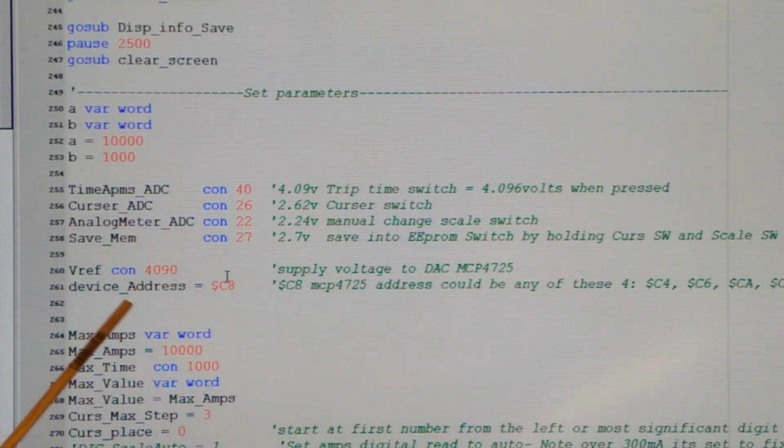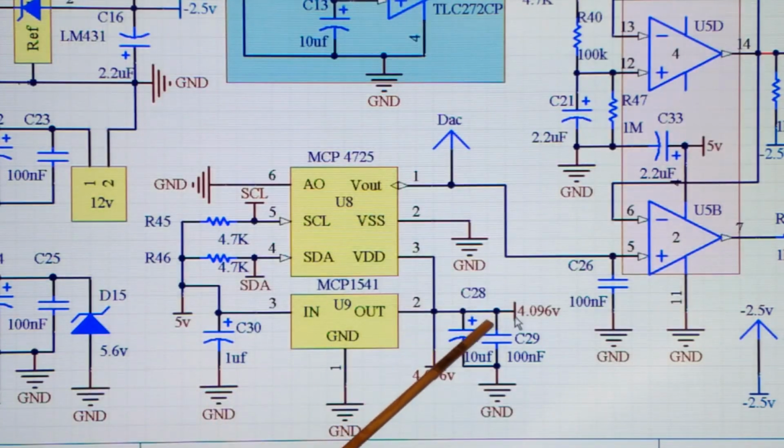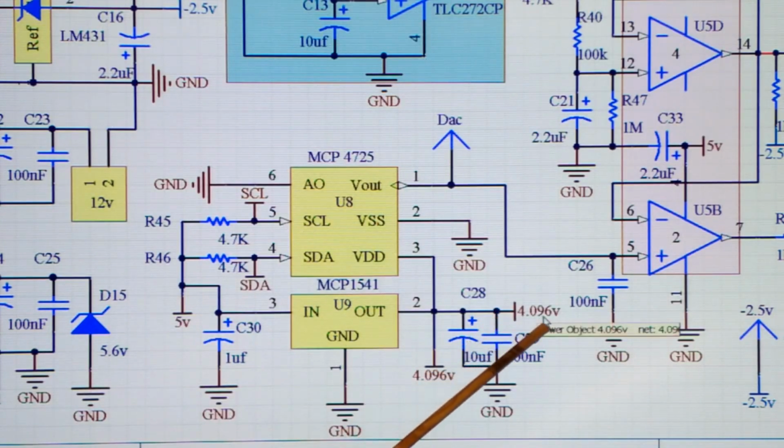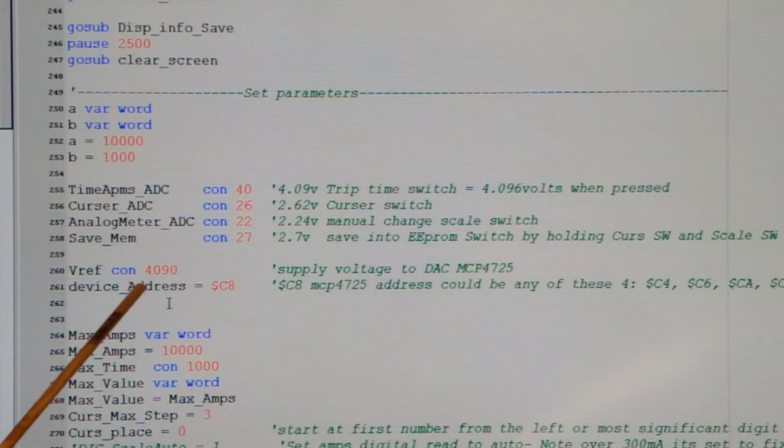This is the voltage reference for the DAC, to read the DAC, and instead of putting 4096 because that's what the voltage reference should be, you actually have to physically, manually, get your voltmeter here, measure that point, measure what it is. I've measured it to be 4.090. So in my code, I put 4090. So that's the reason why that is done like that.